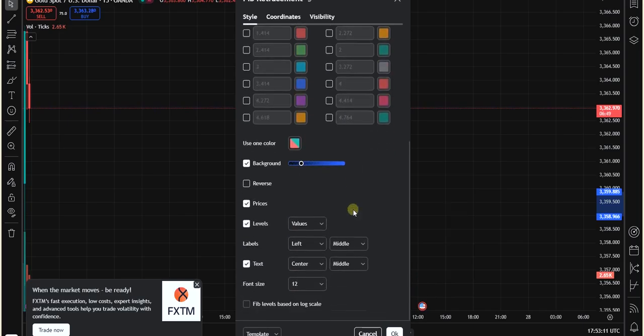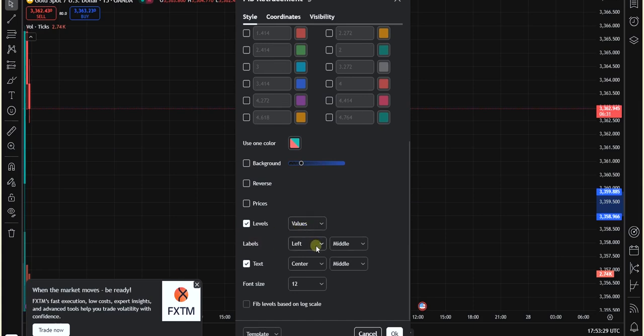Then scroll down. When you scroll down, this background, you uncheck it. Then the levels, the price, uncheck it. You don't need it, guys. So this particular levels, leave it checked. Then the values, leave it on values as well.